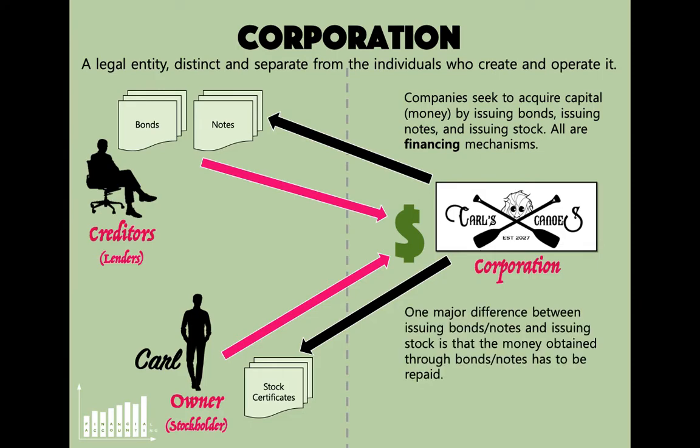One major difference between issuing bonds or notes and issuing stock is that the money obtained through bonds or notes has to be paid back. So if I borrow money from a bank in order to purchase something like a new building or a vehicle, I got to pay them back, right? If I get money from the owners by selling stock to them, I actually don't have to pay that money back exactly. It's not a loan per se.